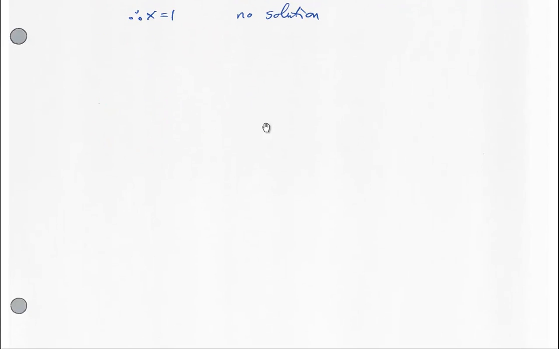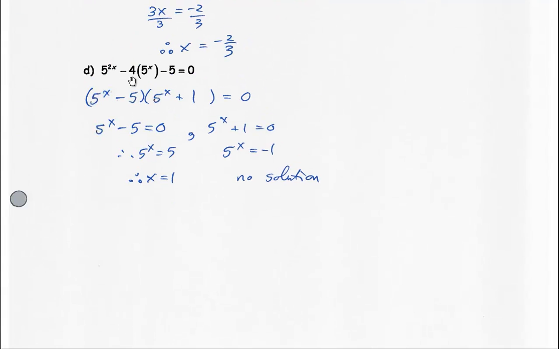For D, and I believe this is the last of the exponential ones, yes, I want to factor this. This is very similar to factoring if we had x squared minus 4x minus 5. The same idea as that. What adds to negative 4 multiplies to negative 5.